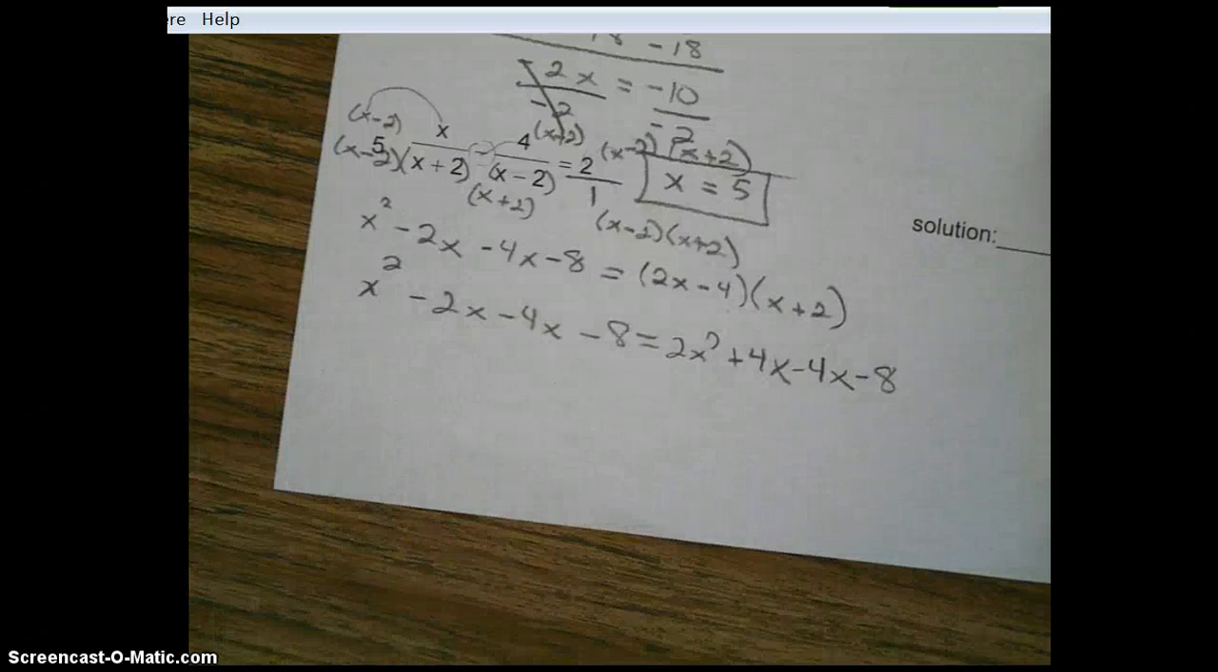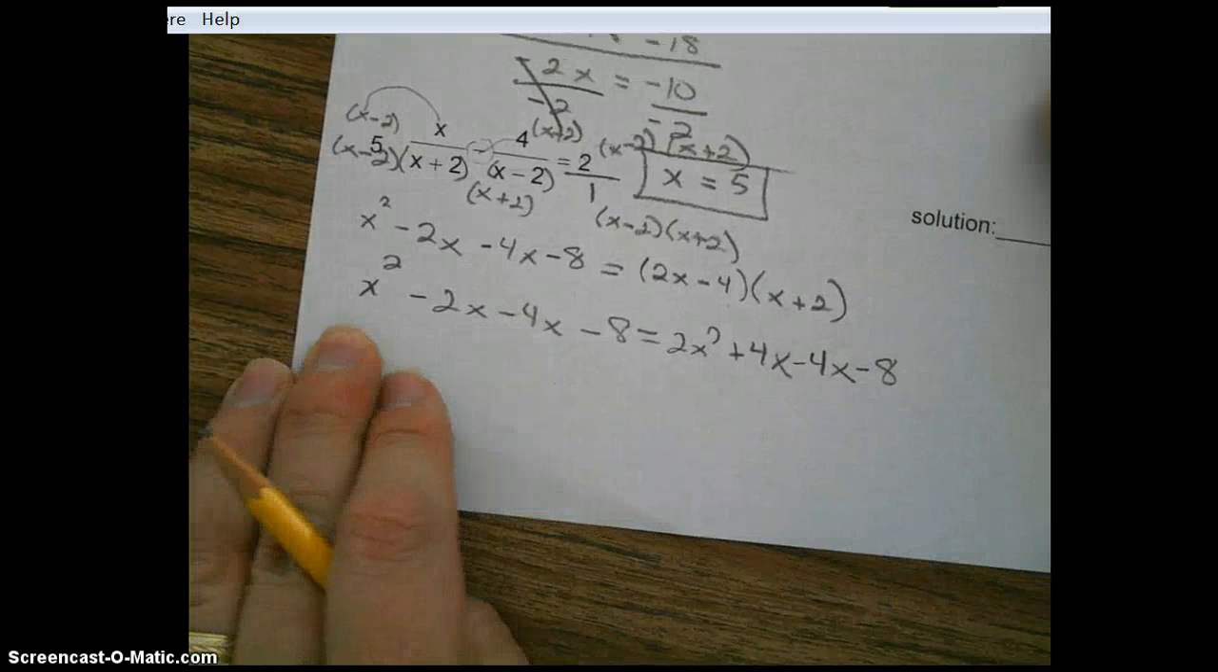I love math. I love this stuff. And you can love it too. Just learn how to do it.